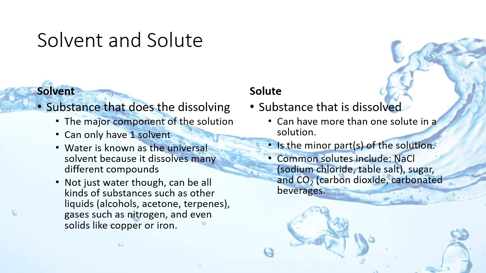The solutes are the substances that can be dissolved. You can have more than one solute in a solution, like we've already discussed. You can think of maybe like the ocean or lake water or rainwater. That's water with a lot of different things dissolved in it. Sugars, salts, minerals, all kinds of things. They are the minor parts of the solution, though. The solvent's the major, and then you have all the minor parts. And some common solutes, as you'll see in there.